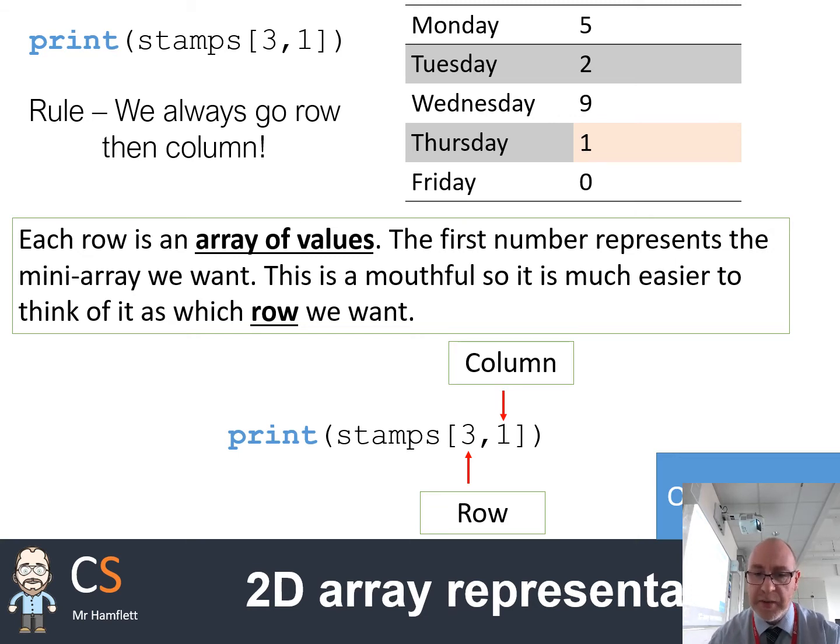So here I've got stamps 3, 1. Let's look at row 3: 0, 1, 2, and 3. So this is Thursday, and we want column 1. Remember 0 is going to be the name Thursday, and column 1 is going to be the number, in this case the number 1.